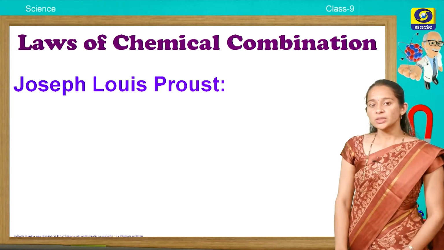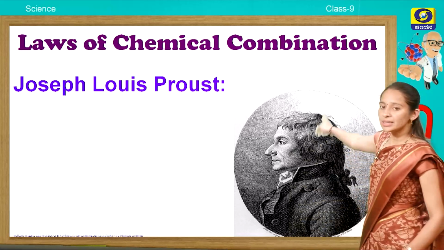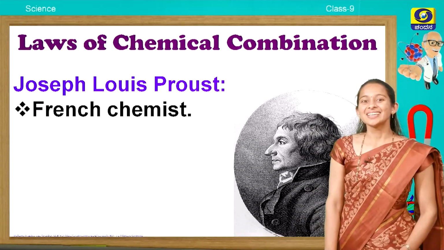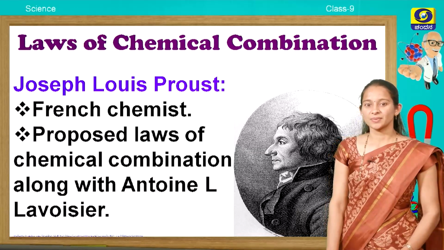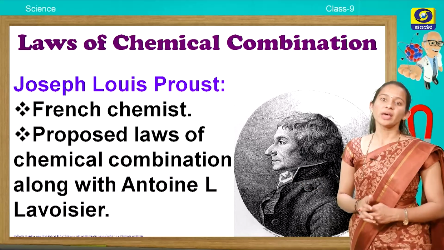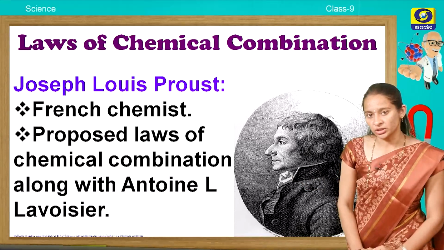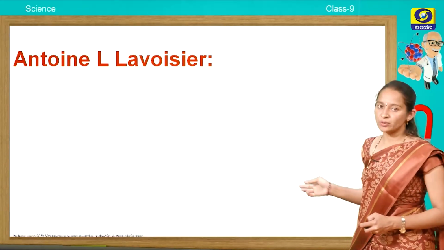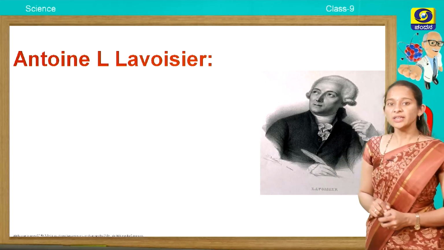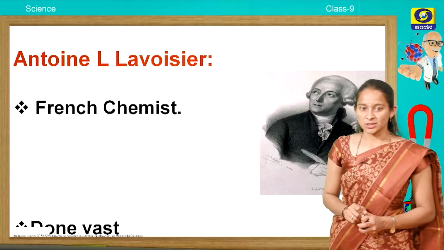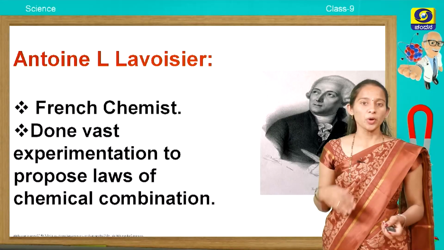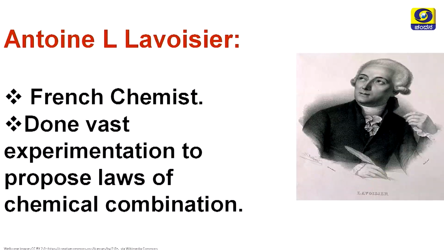Joseph Louis Proust. Here is a picture of Joseph Louis Proust. He is a French chemist. He proposed laws of chemical combination along with Antoine L. Lavoisier. He is also a French chemist. He did vast experimentation to propose laws of chemical combination.